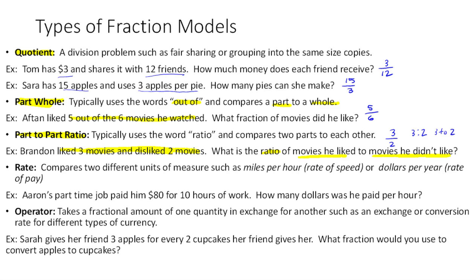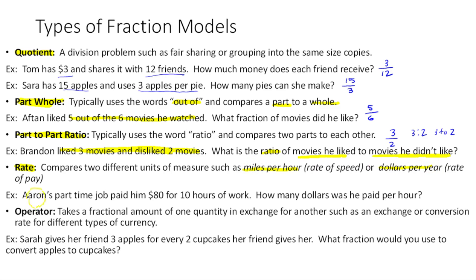The next type is a rate. And a rate is also a type of ratio, but it compares 2 different units of measure. So one example would be miles per hour, that is your rate of speed. Maybe dollars per year, that would be your rate of pay. So what you're really looking for, lots of times we use the word per, okay, to describe a rate, not always, but most of the time, and that you're measuring 2 different types of things. So in the last one, it was a ratio because we were comparing movies to movies. They each had different attributes, whether they were liked or not liked, but they were both movies. Here we would be comparing distance and time, or money and time.